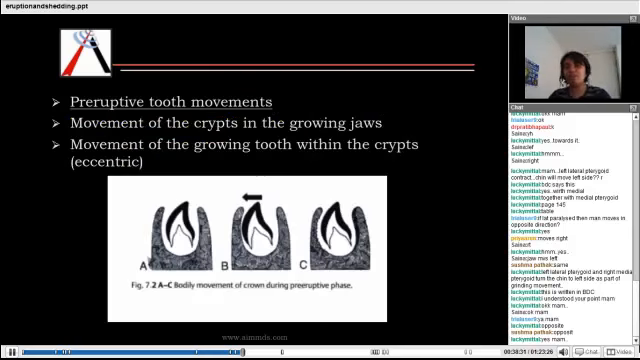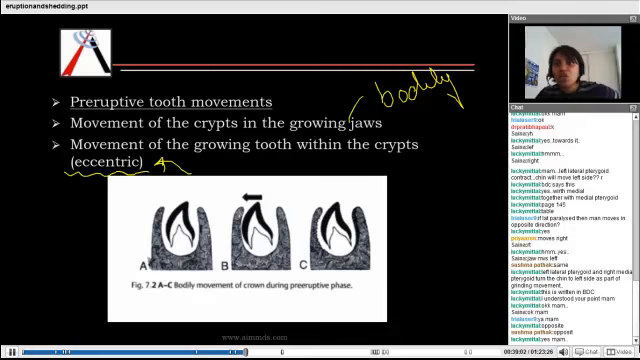Okay, so they are not erupting, they are just moving inside. Why are they moving inside? There are some reasons for that. One is they are moving to adjust themselves in the growing jaw. So the jaw is growing and a lot of space is being created, and based on that, these crypts adjust themselves. That is a bodily movement of the crypt in the growing jaw. So understand, there is one bodily movement. Second is eccentric movement.